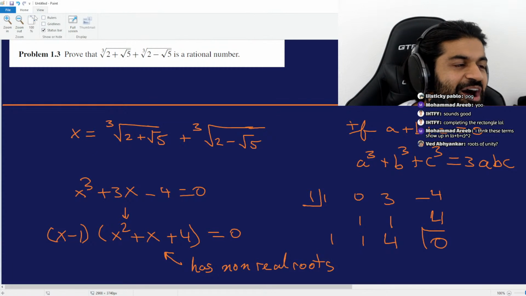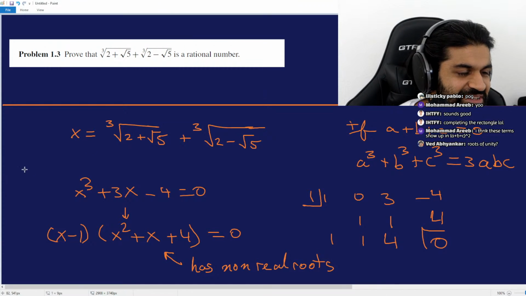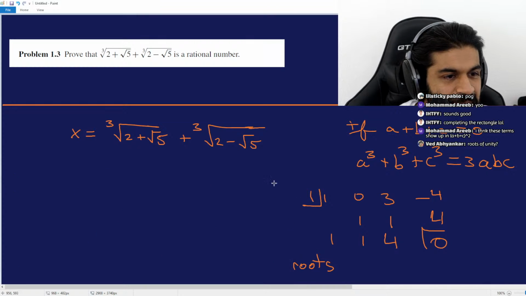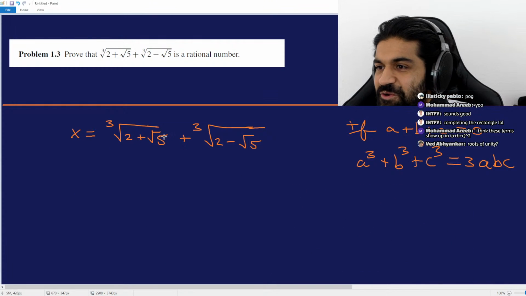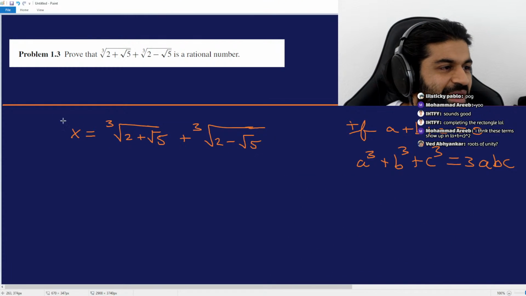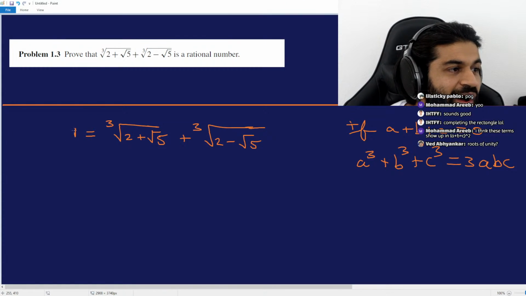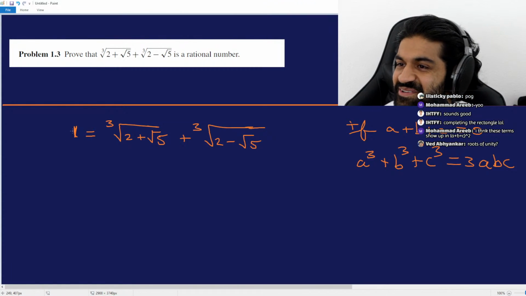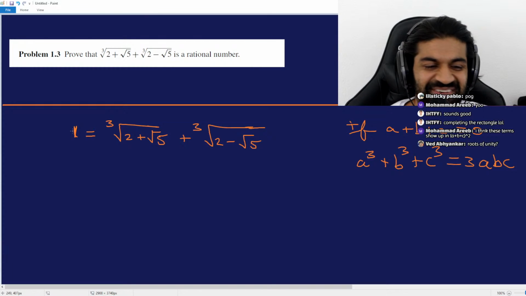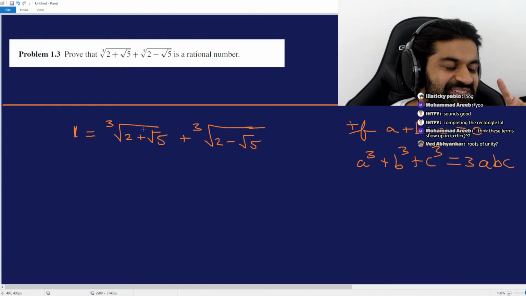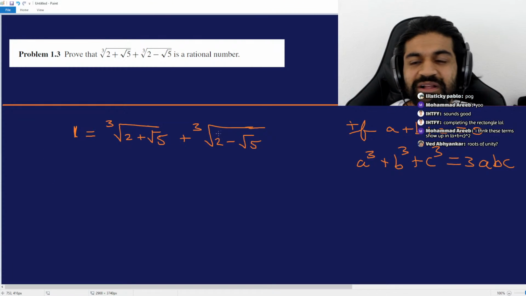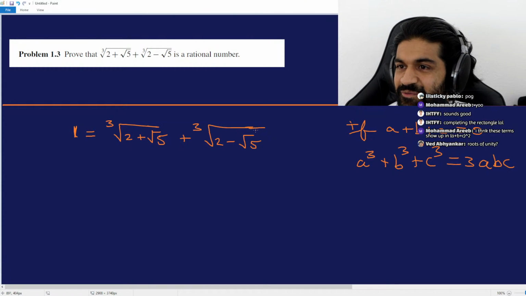So if x is a real number, in fact, it has to be 1. So this is even more shocking than the problem originally claimed. In fact, the cube root of 2 plus root 5 plus the cube root of 2 minus root 5 is in fact equal to 1. Come on, who saw that one coming? That's pretty amazing, right? So 1 is equal to the cube root of 2 plus root 5 plus the cube root of 2 minus root 5.